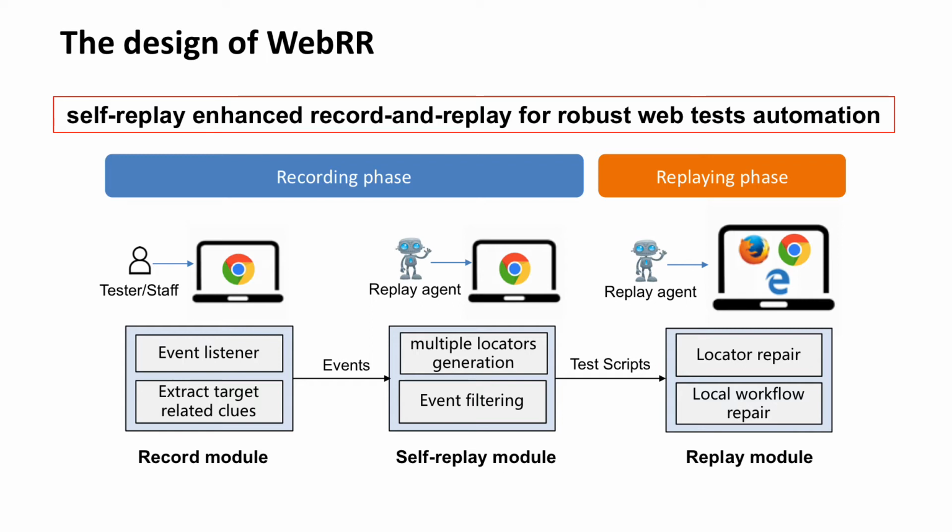It also keeps critical mouse motion events to improve the robustness of the generated tests. In the replaying phase, to deal with the test breakage caused by application updates, WebRR applies multiple locators about the target element and the domain knowledge extracted from the new tests to repair two kinds of test breakage: locator breakage and local workflow breakage.